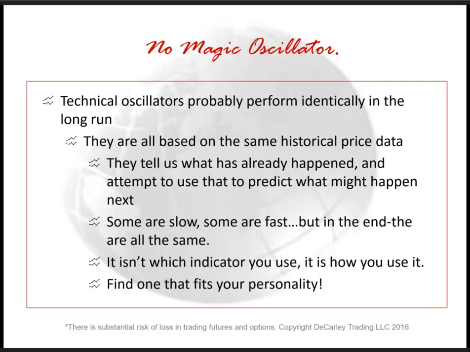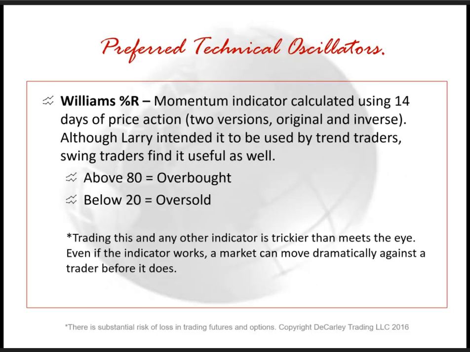It isn't which indicator you use, it's how you use it. And again, the one that fits your personality. And like I mentioned, these are my preferred oscillators. They don't have to be yours. And even if they were, I'm not sure that gives us any more of an edge than if we use slow stochastics or anything else. But this is what I'm comfortable with, so this is what I use.